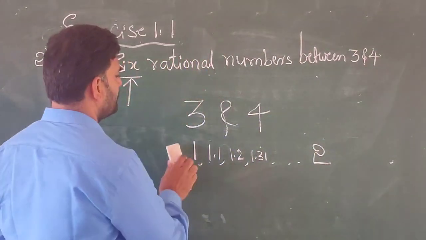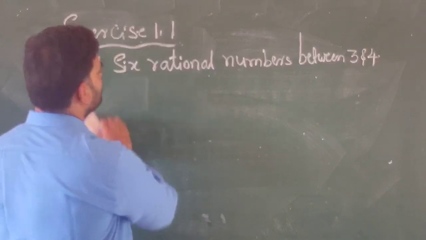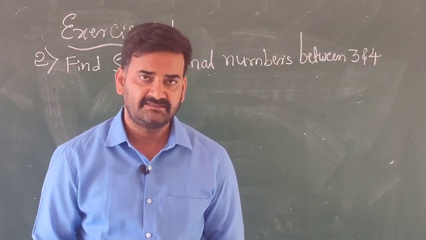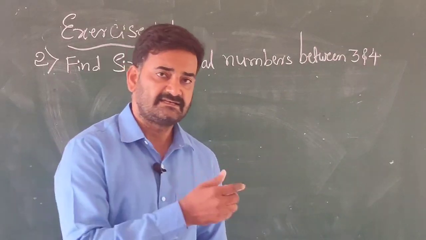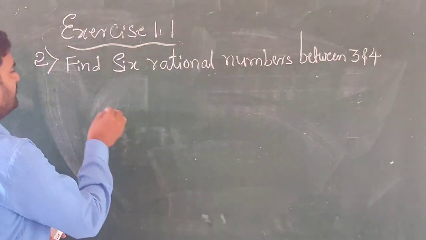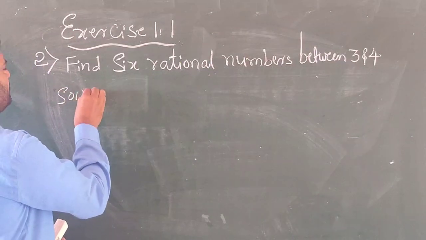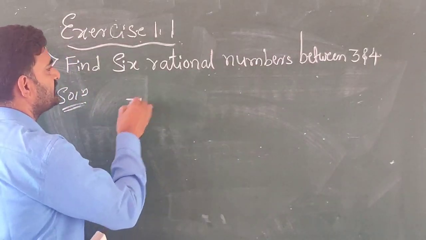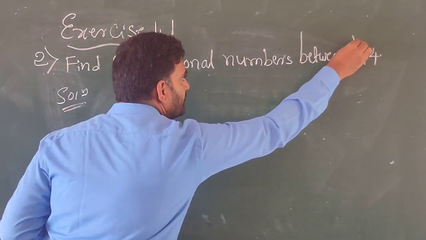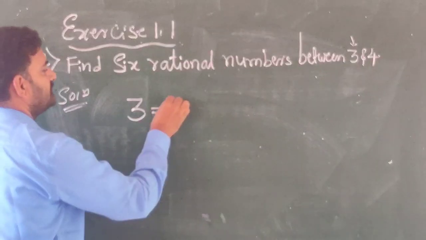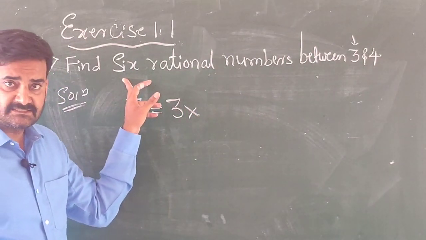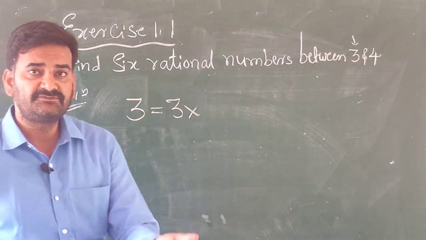How to do that then? Sir, so many numbers are there, out of which 6 rational numbers, it is very easy. Yes, of course it is easy. Let us do that. Now to do that, I have a simple method. Take your first number, that is 3, and multiply. How many numbers are asked? 6.